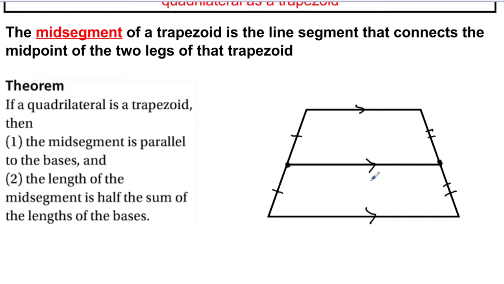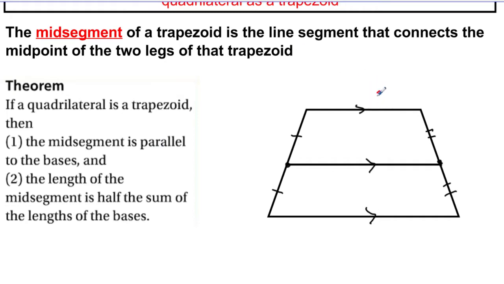What this one is saying is that if you find the average of the top base and the bottom base, which is what half the sum of the lengths would do, right? If I add up the sum of the lengths and cut it in half, I'm really just finding the average. If I take the average of the top base and the bottom base, I should get this middle one.